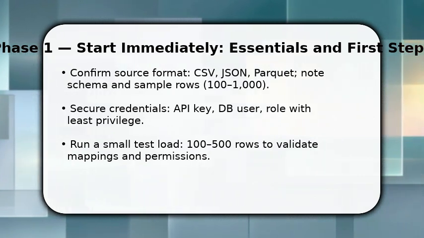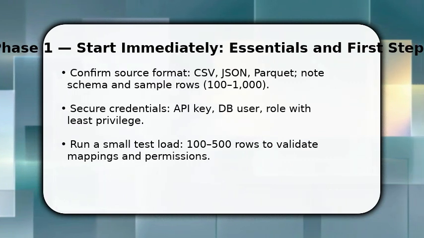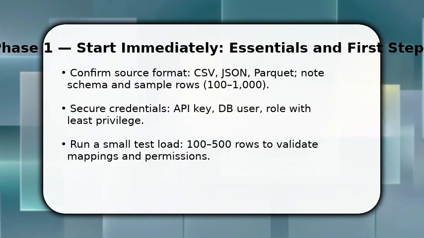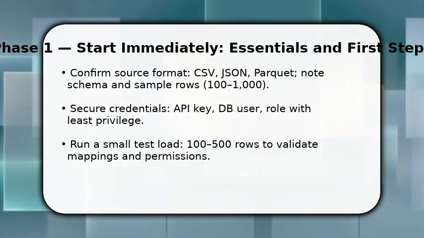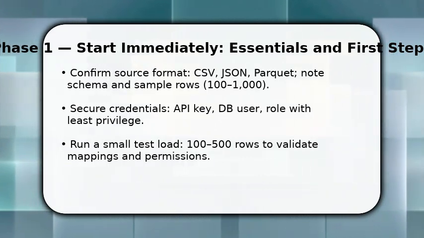Then, start a small test load of 100-500 rows to exercise mappings, connectivity, and throughput. This reveals mismatches and permission errors early. Once the tiny batch succeeds, you'll know the pipeline is wired correctly, and you can scale confidently.